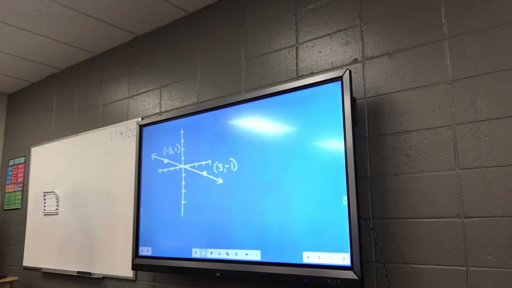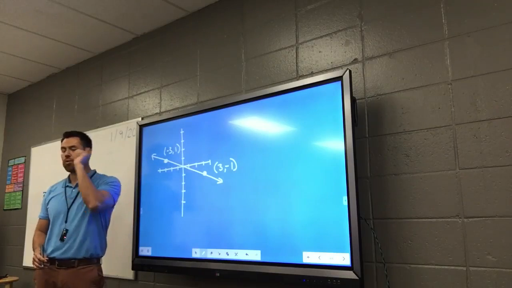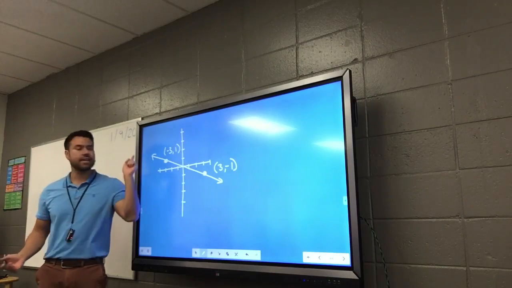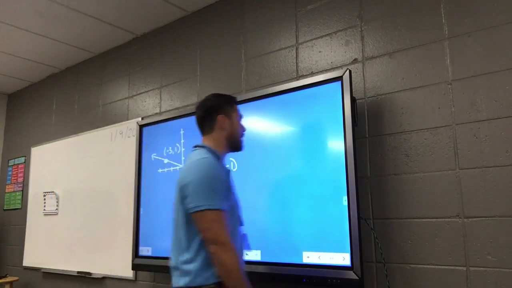My slope, is it going to be positive or negative? It has to be negative. In fact, you can check yourself. If you don't get a negative value, it's wrong. Automatically, you know it's wrong. It's got to be negative. It's a negative correlation. Okay, but let's see how we get that value.